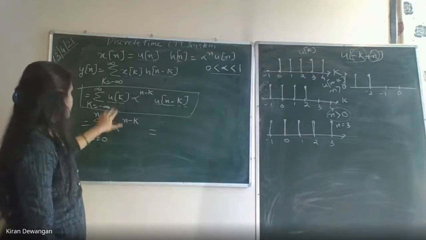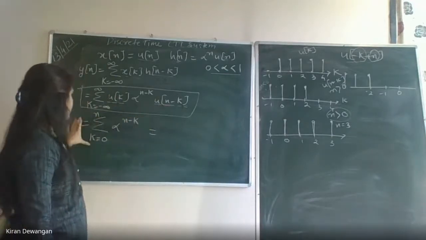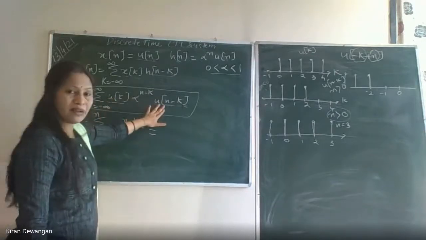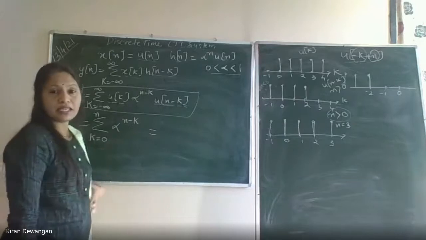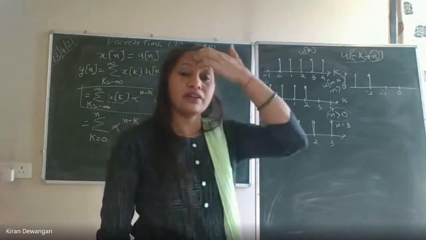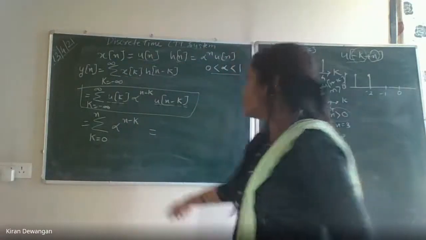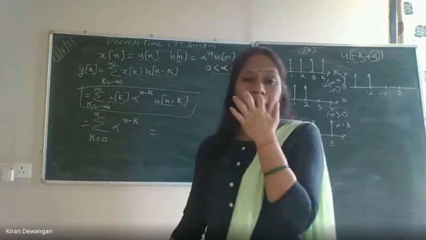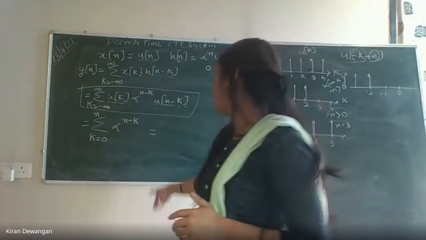Alpha to the power. Now this is 1 in between this range. This is also 1 in between this range. Now since we are multiplying these two terms, this is becoming alpha to the power n minus k. Now by solving the summation, we have to find out the result out of it. ठीक है? Y of n is the value 0 to n के बीच में हमें चाहिए. ठीक है?